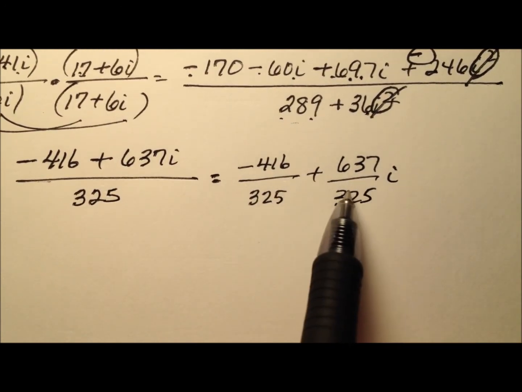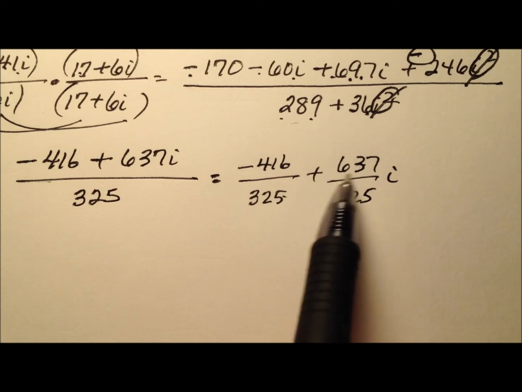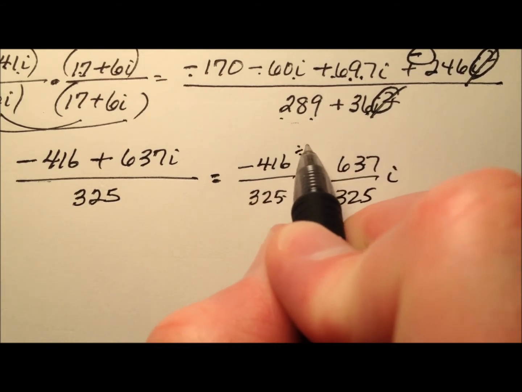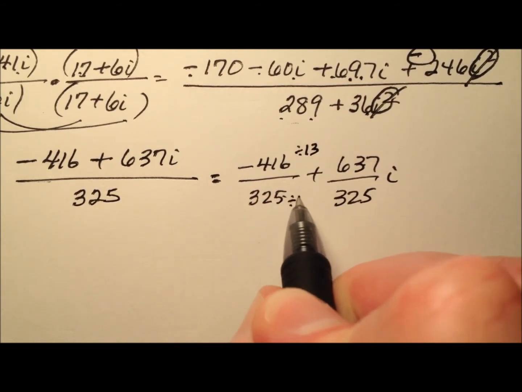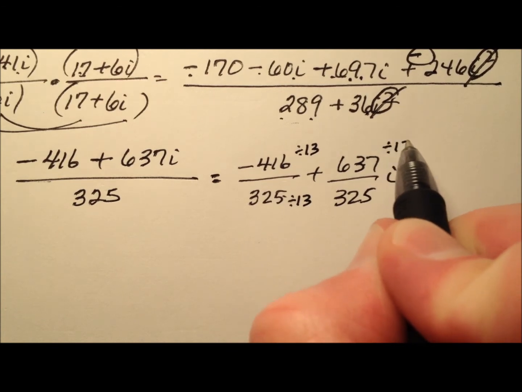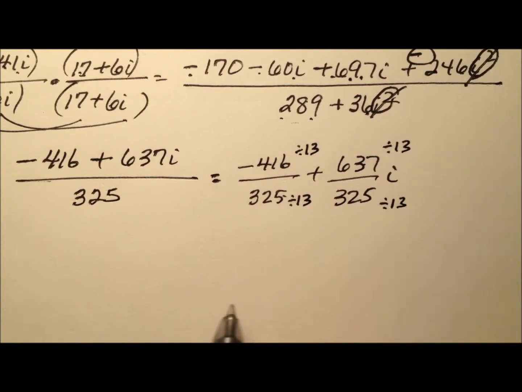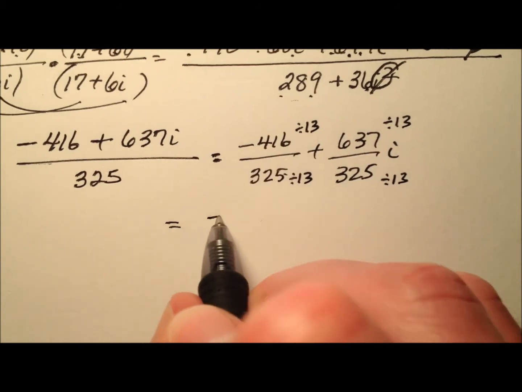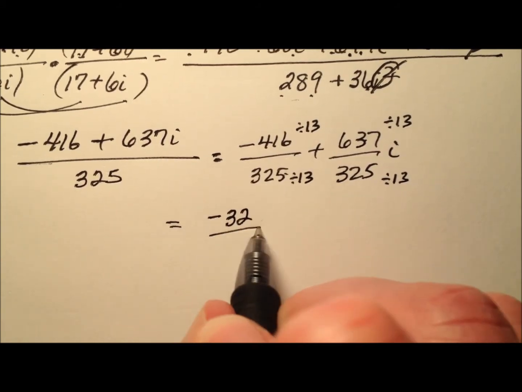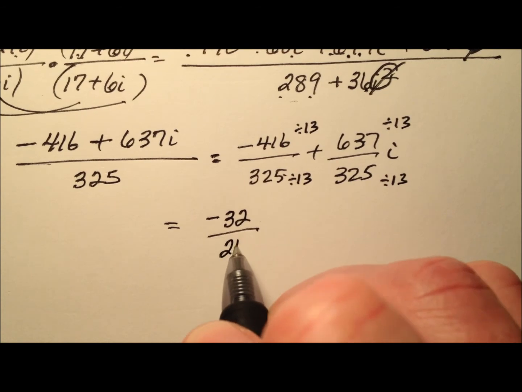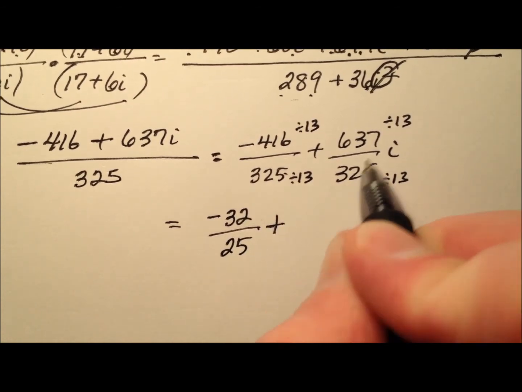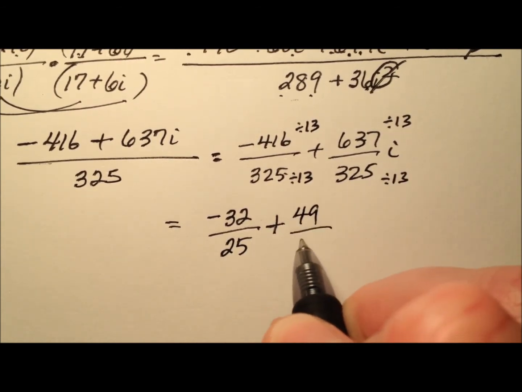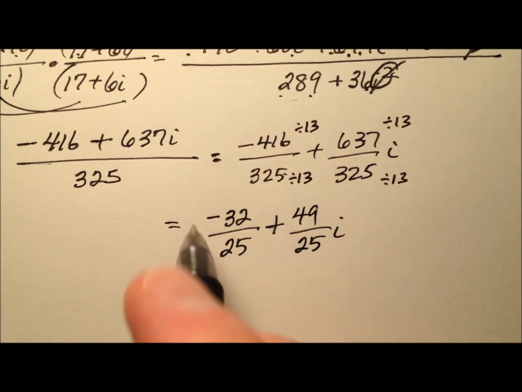It looks like, yeah, I can take a 13 out of everything, actually. So divided by 13, divided by 13, divided by 13, divided by 13. So each of these fractions will simplify. When I do that, it looks like negative 32 over 25 plus, let's see, 49 over 25i.